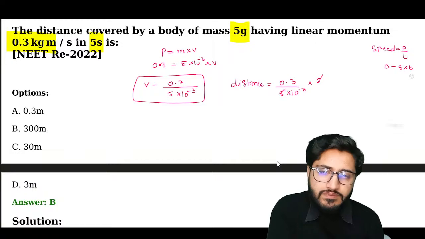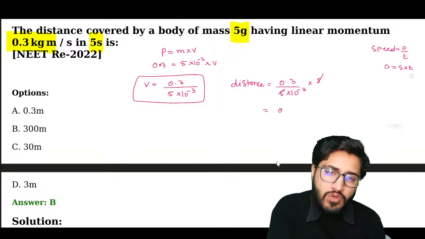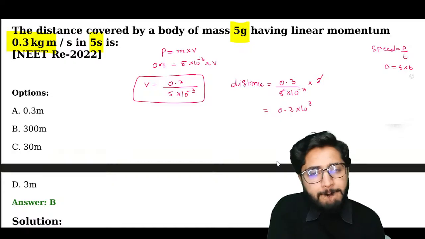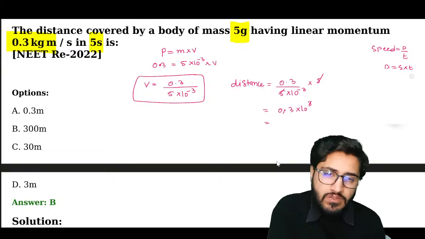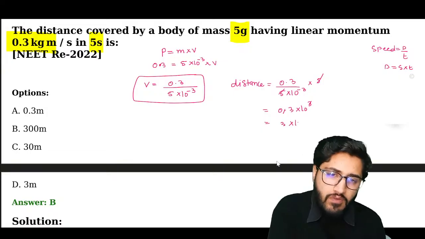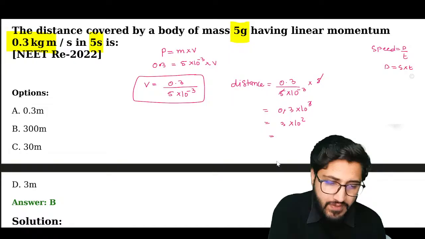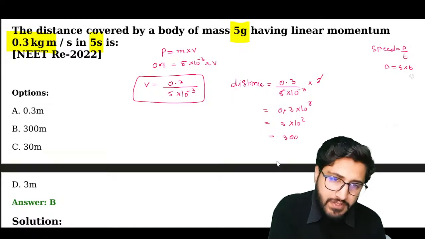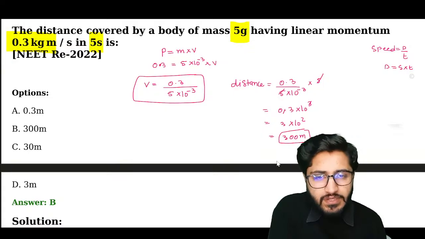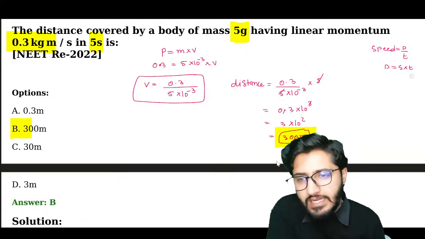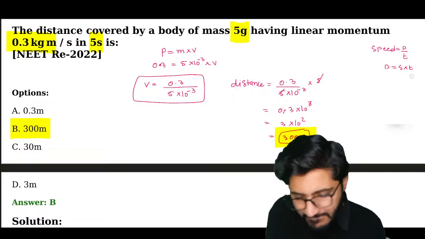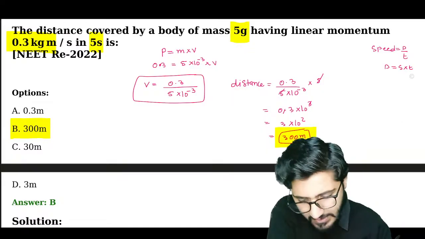5 cancel out. So it is 0.3 multiplied by 10 to power 3. So I have 3 into 10 to the power 2. So my answer came out to be 300 meter. That means option number B is correct.